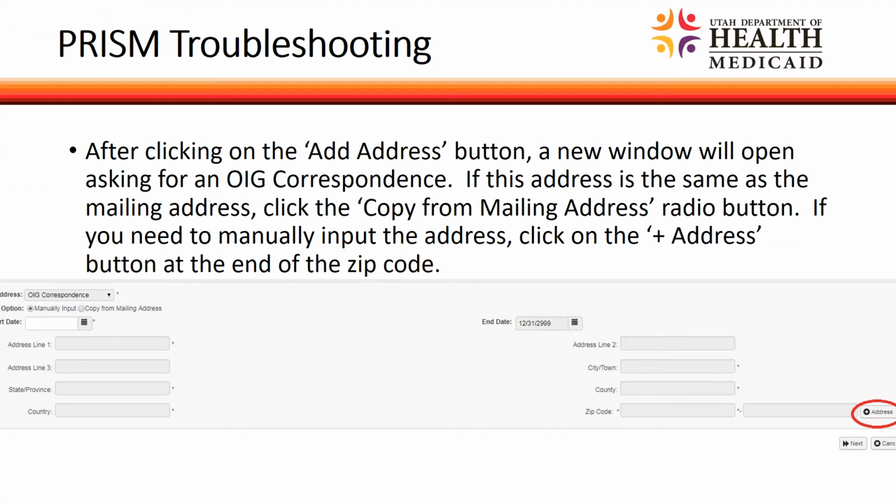Once clicking on the Add Address button, a new window will open, asking for an OIG correspondence. If this address is the same as the mailing address, you will then click Copy from Mailing Address Radio button. If you need to manually input the address, you will just click on the Add Address button at the end of the zip code.